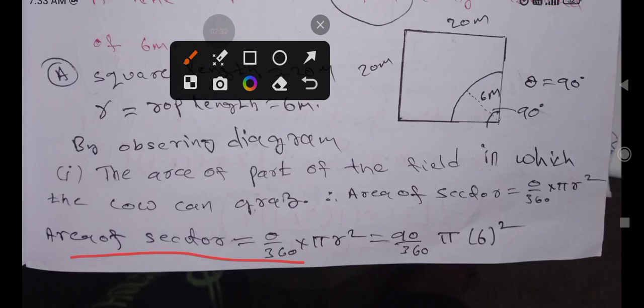Area of sector is theta by 360 into pi r square, with theta 90, so 90 by 360 into pi r square.